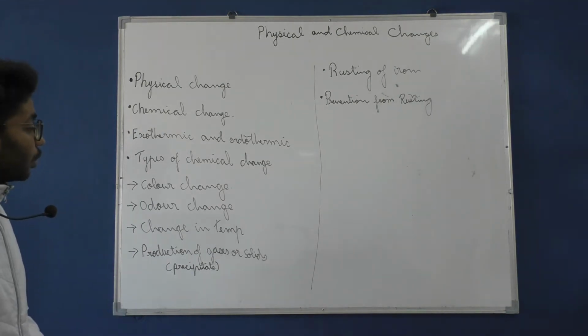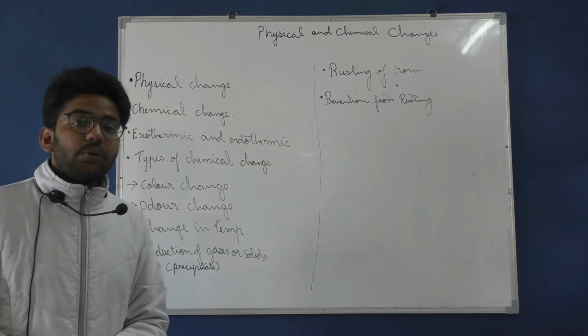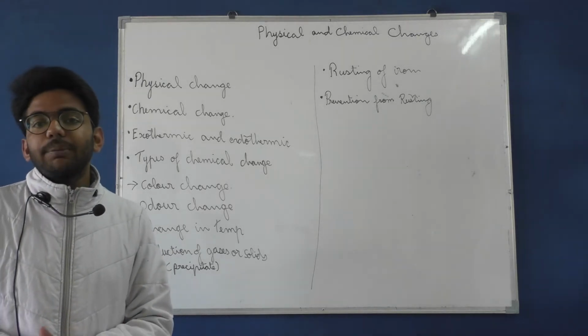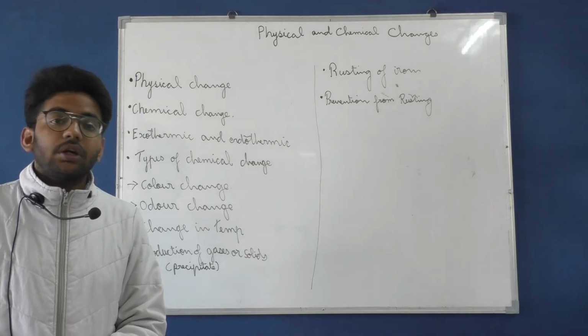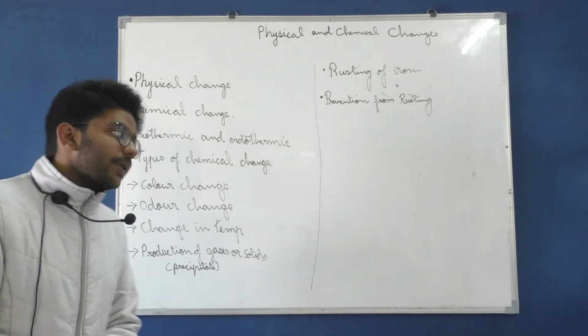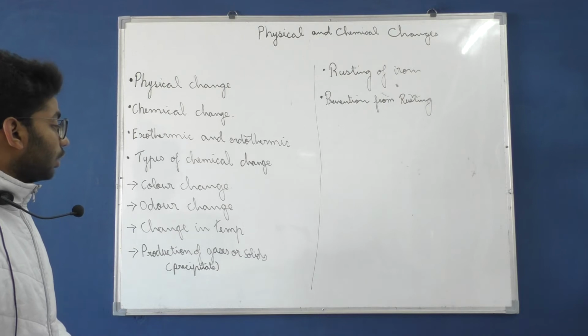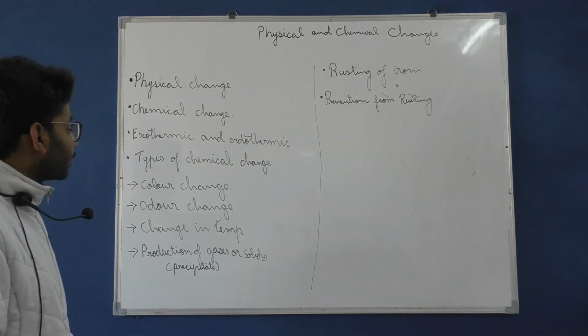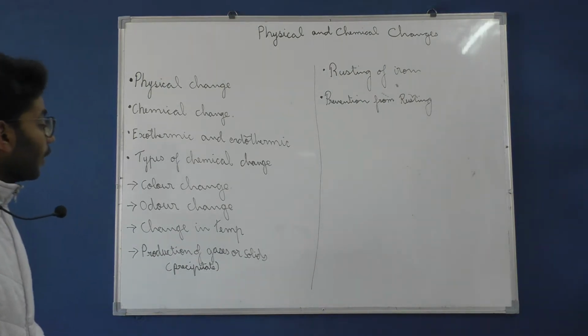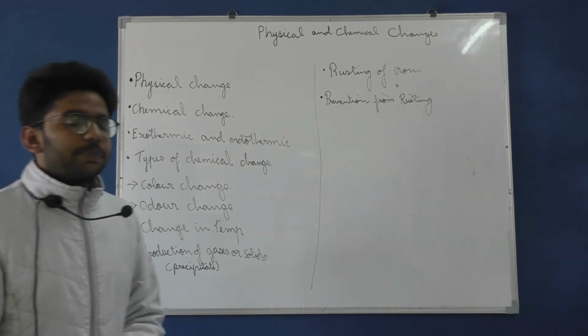Production of gases or solids. As I have told you, if I burn a strip of magnesium, I will find some fumes also coming out of it. So basically it is also considered a chemical change, production of gases or solids. Precipitate. Now what is precipitate?